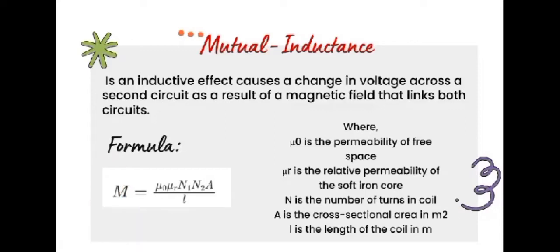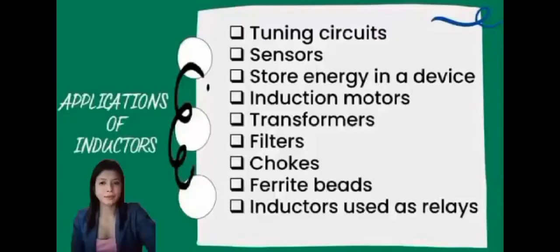So the formula of mutual inductance is M equals mu O times mu R times N1 times N2 times A over L, where mu O is the permeability of free space, mu R is the relative permeability of the soft iron core, N is the number of turns in the coil, A is the cross-sectional area in m², and L is the length of the coil in m.